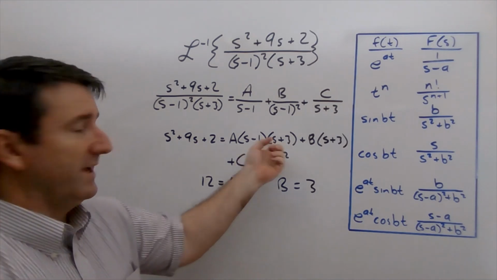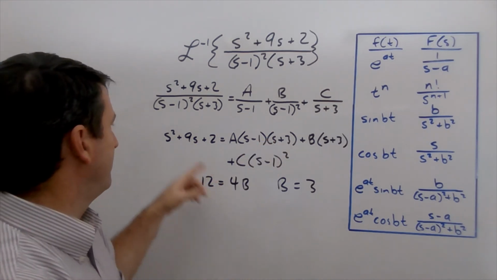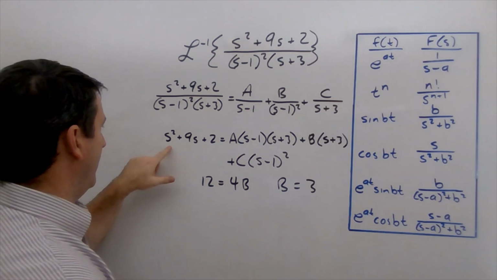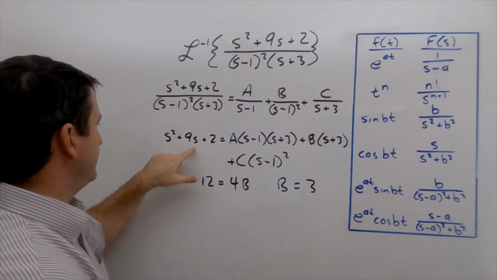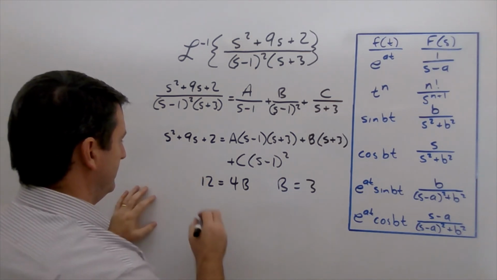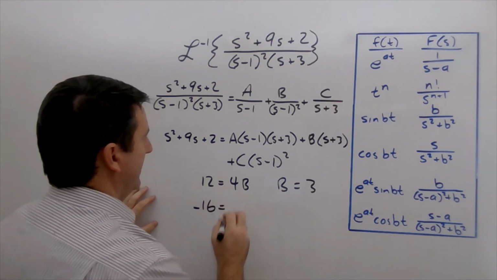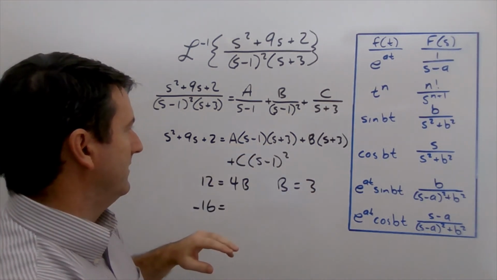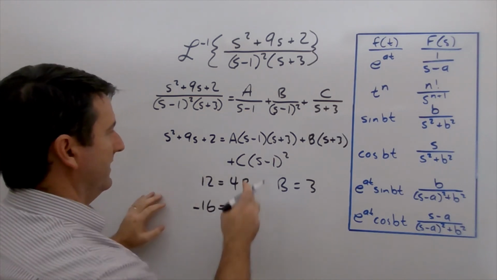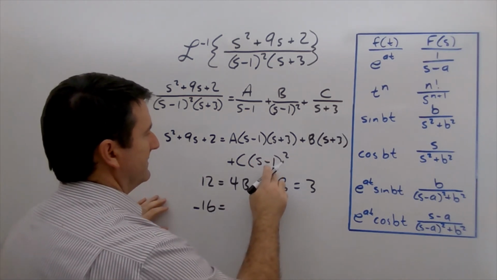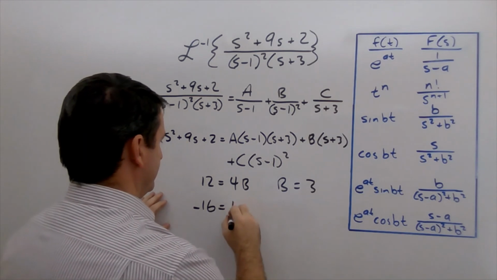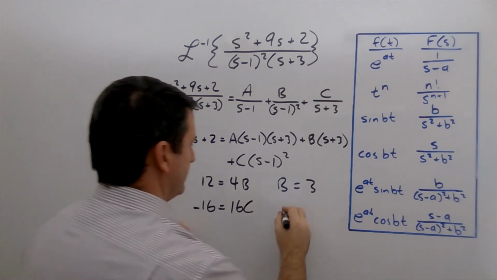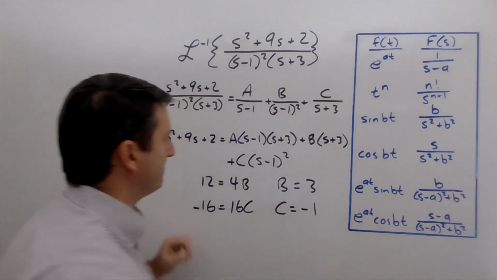All right, next let's plug in -3. So -3 squared is 9, minus 27 is -18, plus 2 is -16. And that's going to be equal to, well, this term and this term will go away, and we're going to be left with -3 minus 1 is -4, squared is 16, so this is 16c. And so c is -1.